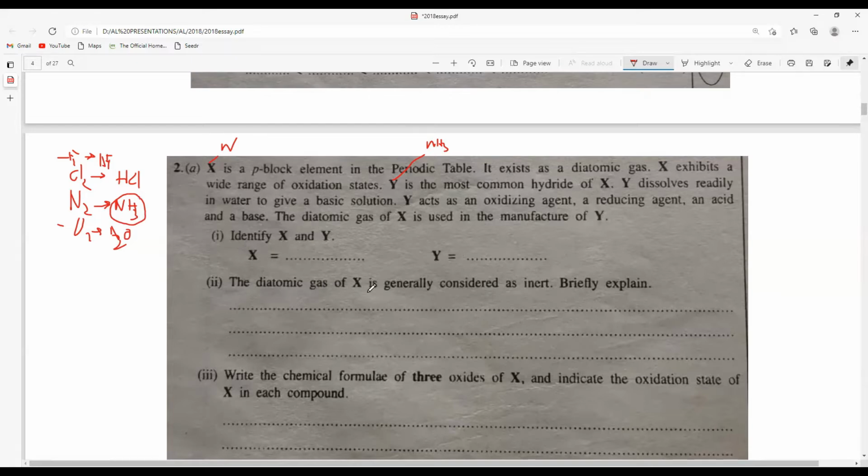The diatomic gas X is generally considered as inert. So briefly explain why it is generally considered inert. You have to explain there is a triple bond between the two nitrogen atoms, right? So the bond dissociation enthalpy is very, very high. So if you want to make it react, you have to give a higher energy to break the bond. Therefore, it is very, very inert. Okay, so that is a normal explanation that you can give.